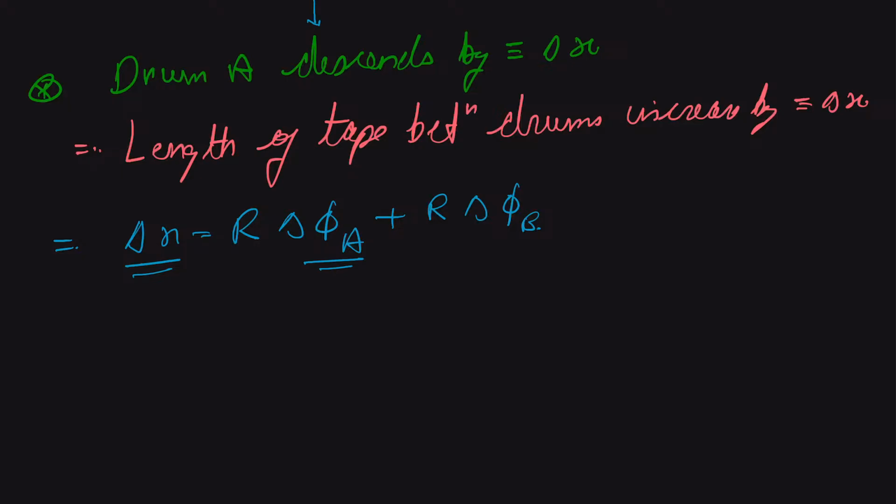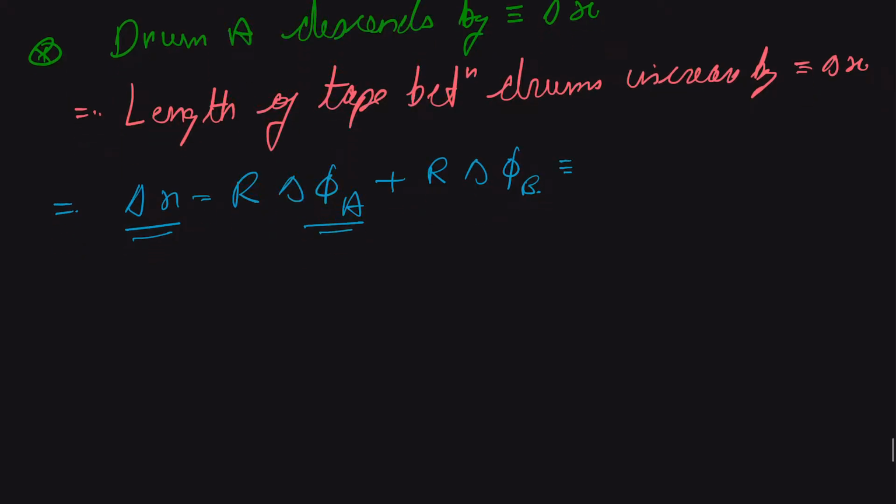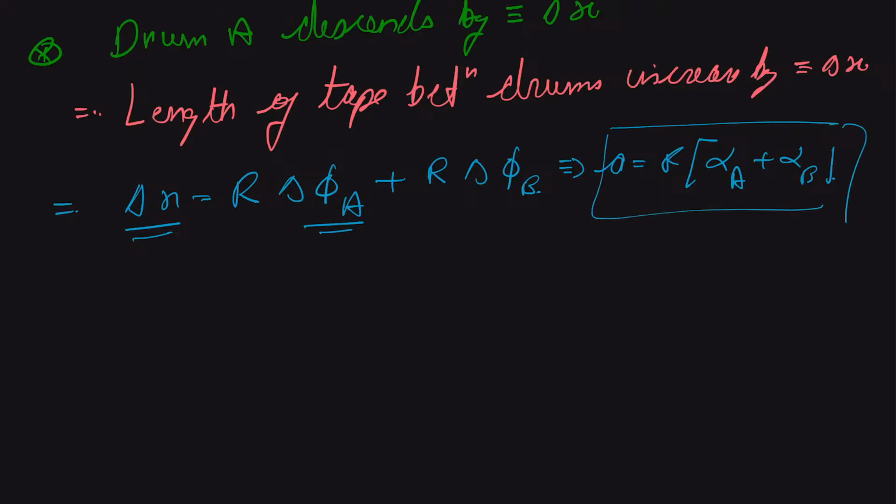and we double differentiate it, on the left side we are going to get acceleration, that is our a, and on the right side we are going to get the angular acceleration of A as well as the angular acceleration of B. So this is the constraint relationship between the two.